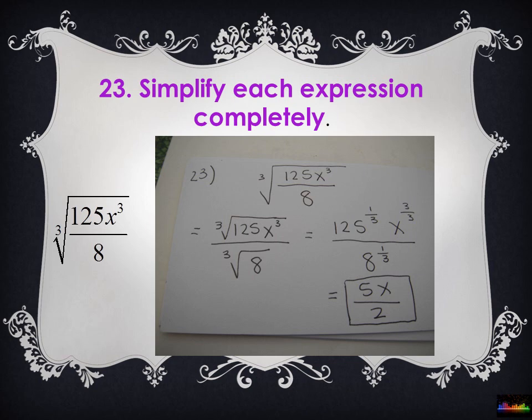So the cube root of 125 is 5. For x, 3 goes into 3 one time. There's nothing left over. And then the cube root of 8 is 2. So it's 5x divided by 2.